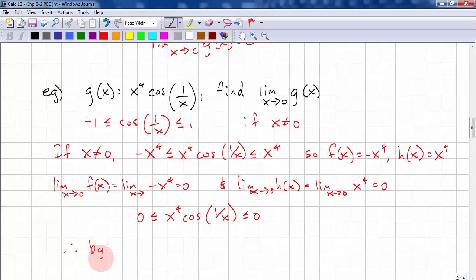Therefore, by Sandwich Theorem, limit x approaches 0 of x to the power of 4 cos 1 over x equals 0. Questions for squeeze theorem generally don't get harder than this.